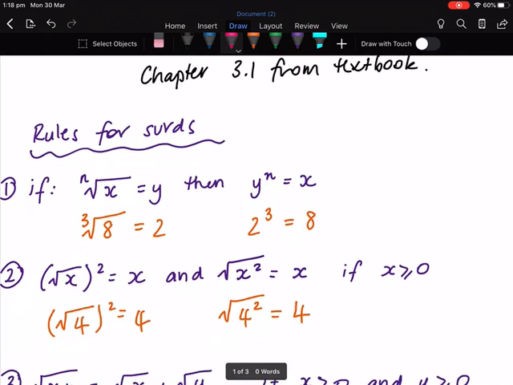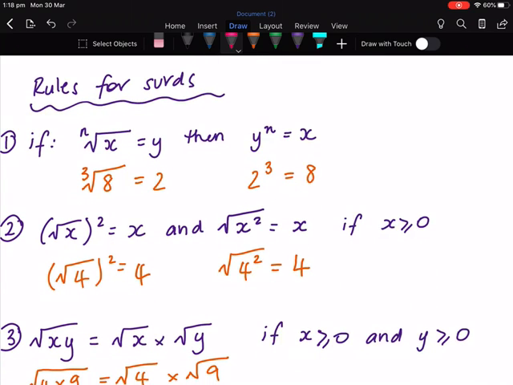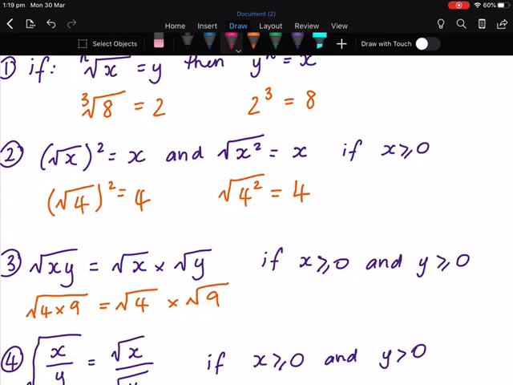So here we go. The first one: if the nth root of x is equal to y, then y to the power of n will equal x. So the cube root of 8 is equal to 2. Therefore, 2 to the power of 3 will equal 8. The next one: if we've got the square root of 4 squared, it will equal 4. And if we've got the square root of 4 squared, that will also equal 4.